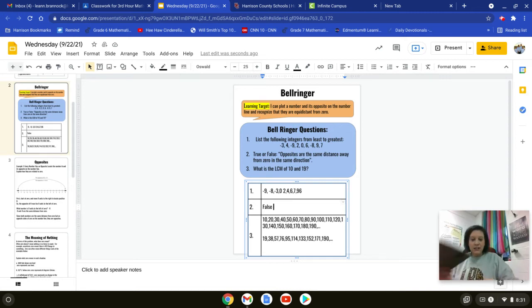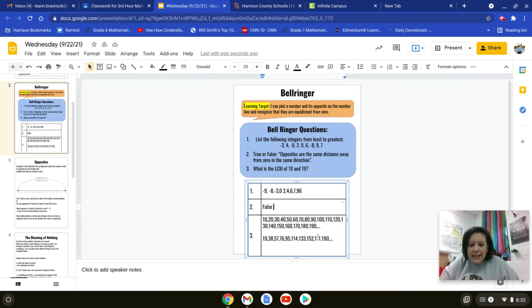And then finally, your last question says, what's the least common multiple, the LCM? So look at all this work I had to do to find my LCM. So I took my 10s, and as you can see, 10, 20, 30, 40, 50, 60, all the way up, and I had to keep going. And then with my 19s, I did not know my 19s, so that took me a second. 19, 38, 57, 76, 95. I added 20 each time and took off 1.